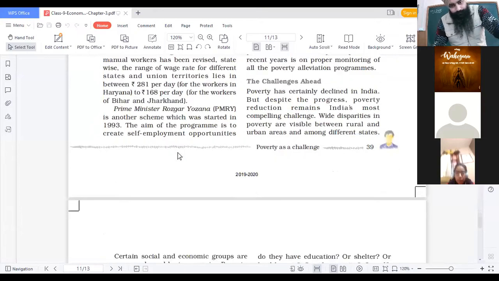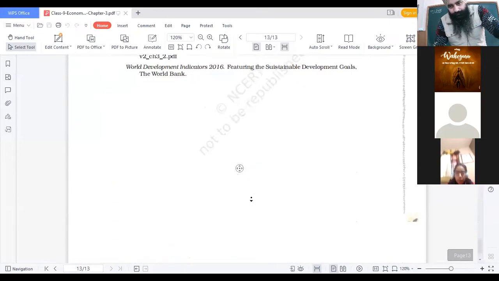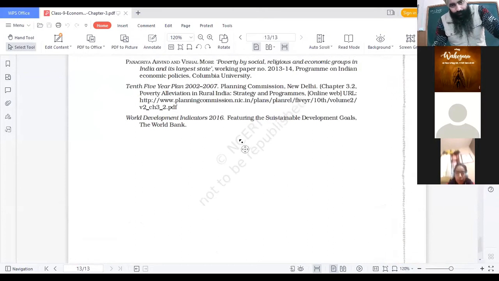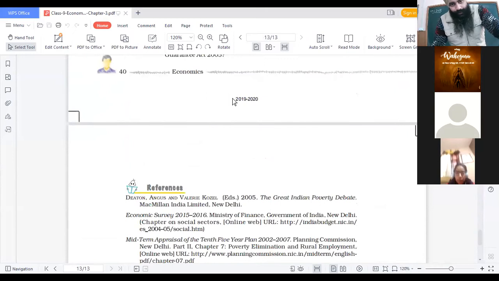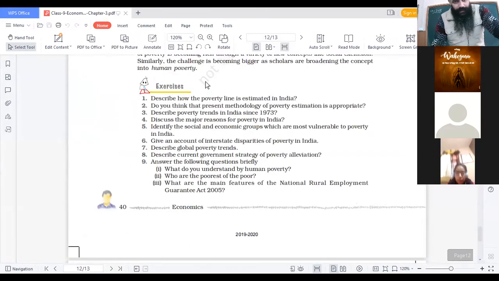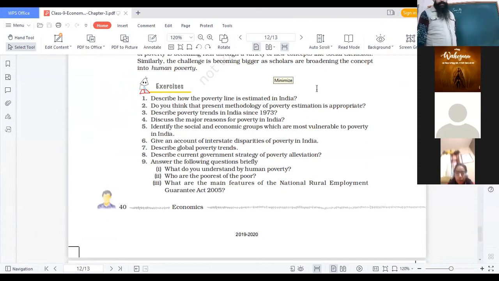Clear? Next question. Question number four: Discuss the major reasons for poverty in India. So the reasons, as Ashpreet said earlier, are responsible for the poverty in India.